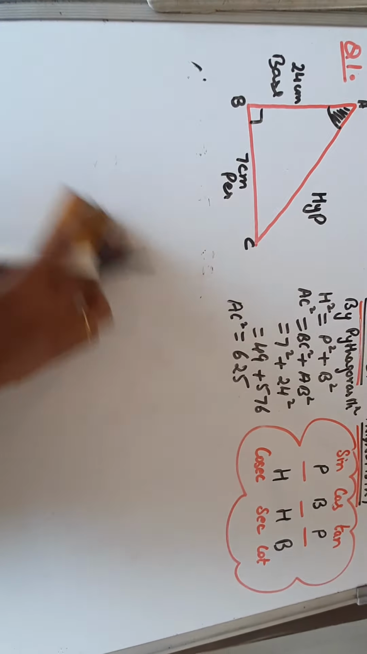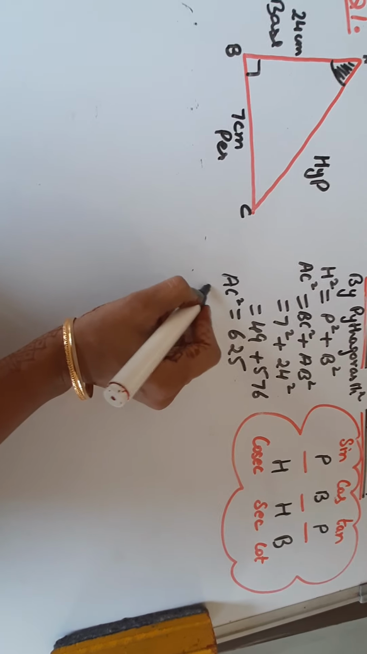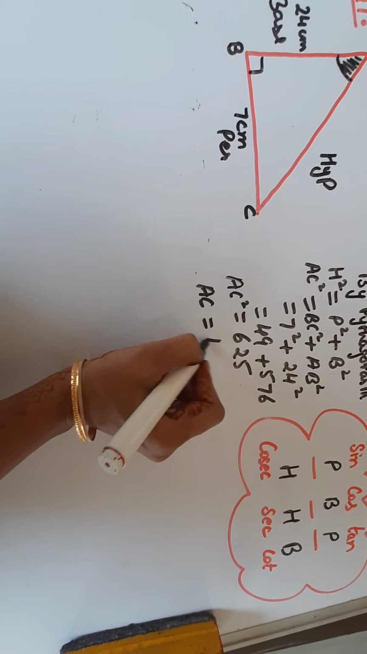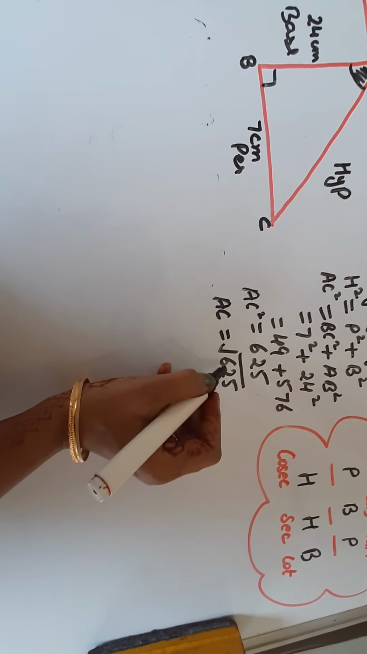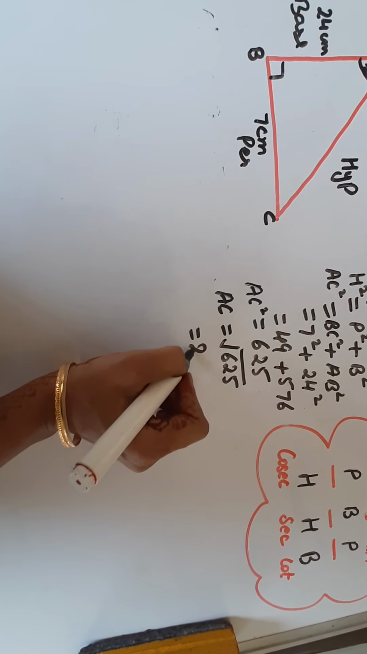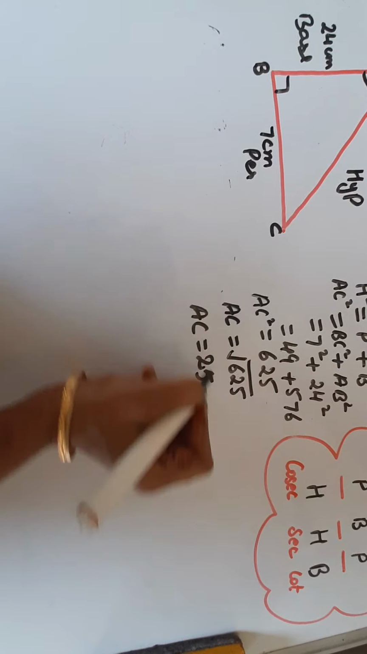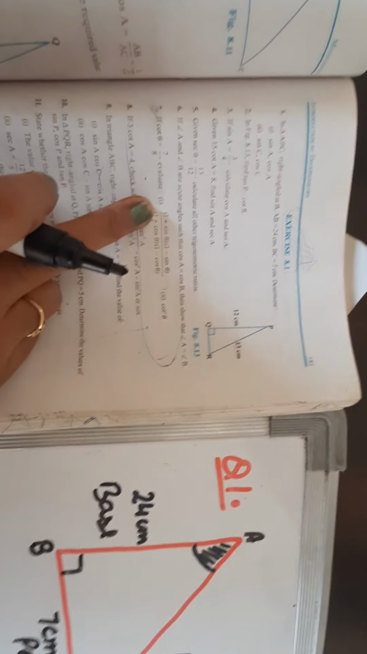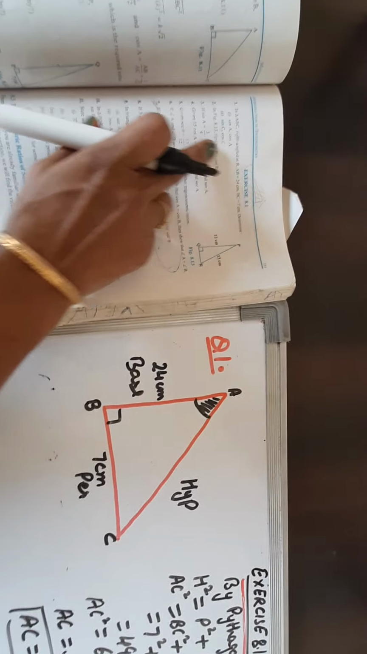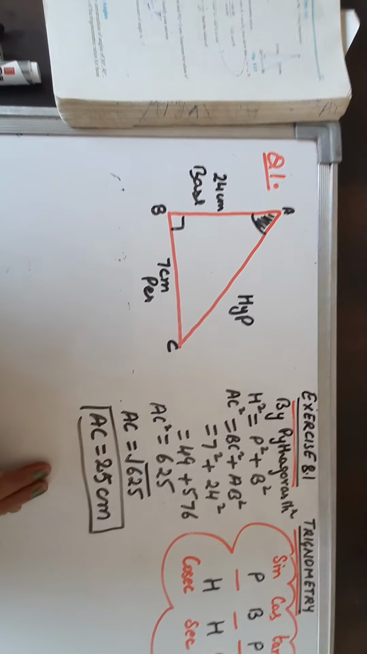So now let us find out AC. When square goes to other side, it will become square root. So the square root of 625 is 25. So AC will be 25 centimeter. So dear students, in these questions, first of all, find out all the three sides of the triangle by Pythagoras theorem. All the questions are similar. The first step should be the Pythagoras theorem.